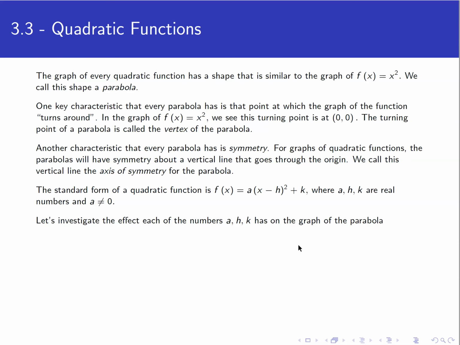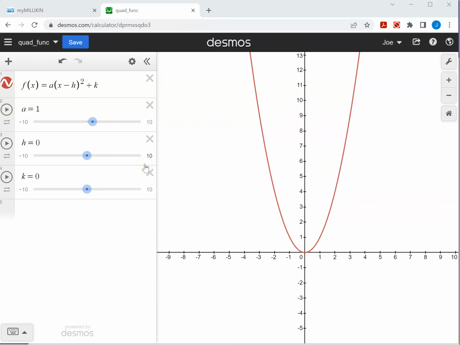All right, so we're going to investigate what happens with each of these numbers for the graph of a parabola. I'm over here using the graphing calculator at desmos.com. This is a free graphing calculator app that's very, very useful because you can type in functions, you can evaluate functions, you can do all sorts of manipulation with functions on this app. It's a great graphing calculator app. I'm using it in this case to use what are known as sliders.